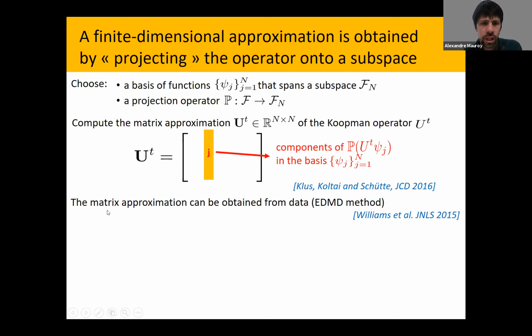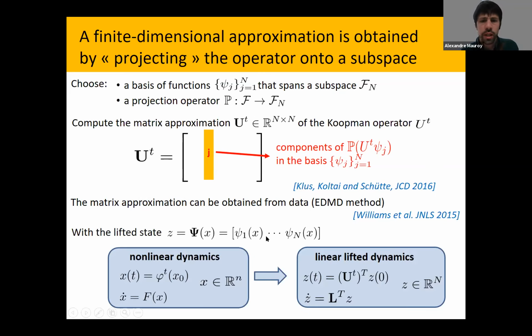Also, this approximation can be obtained from data. This is related to what we call the EDMD methods. The idea is that in this case, we select basis functions like monomials, for instance, and the projection operator is a discrete L2 projection. And from the data, it's equivalent to solving a least squares problem. So it's very easy, actually.